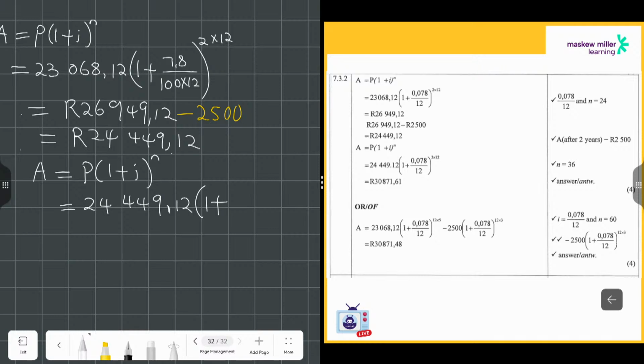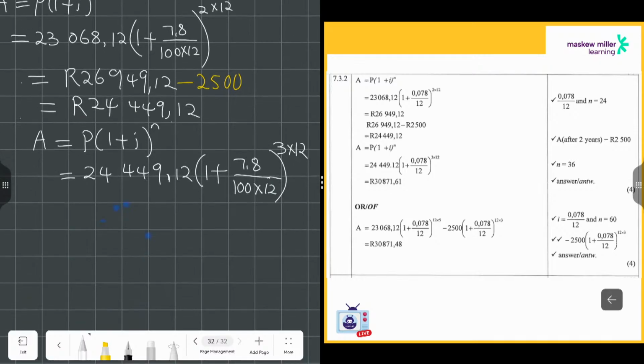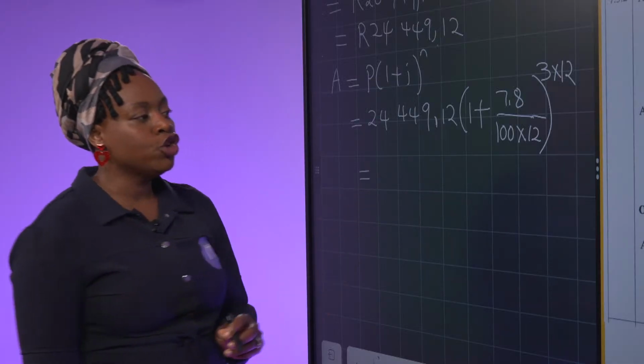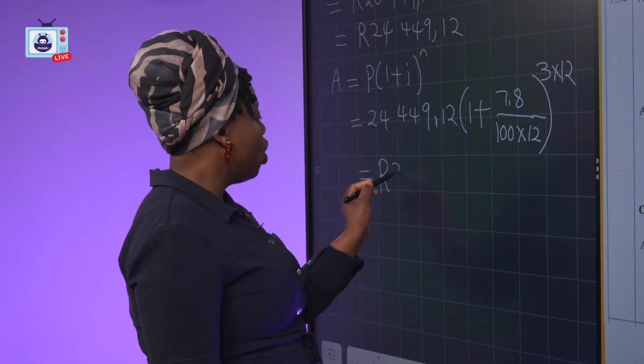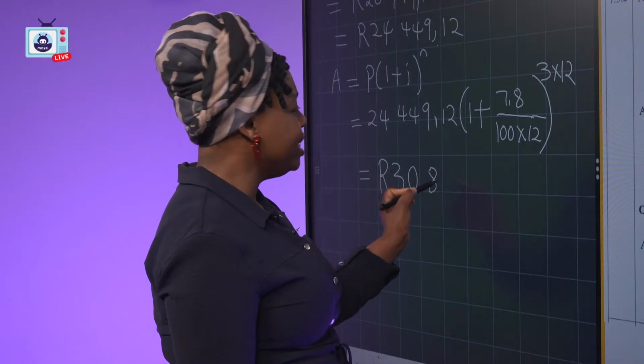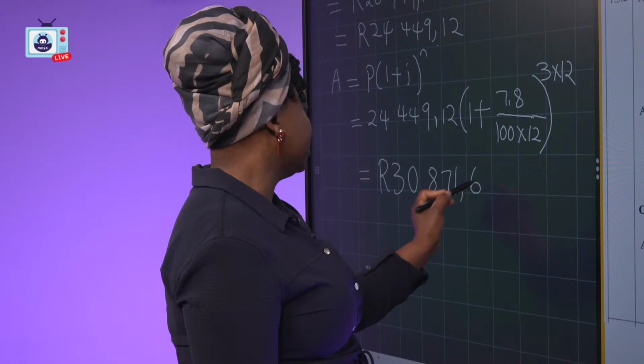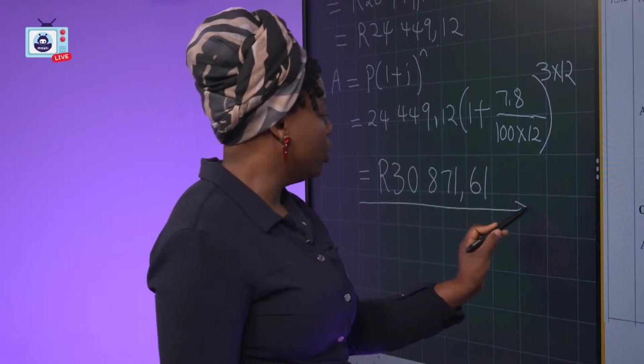So our i then stays as 7.8 divided by 100, which counterparts the percent, and we multiply by 12, which counterparts the number of months, since we are compounding monthly. And then you have 3, which is representing years, multiplied by 12, representing the months. All right. Then if you calculate this properly, you should be able to find the total amount of 30,871.61. So that is how you get to the solution.